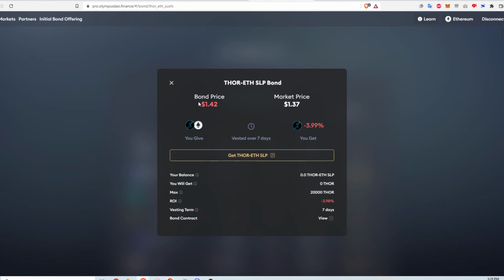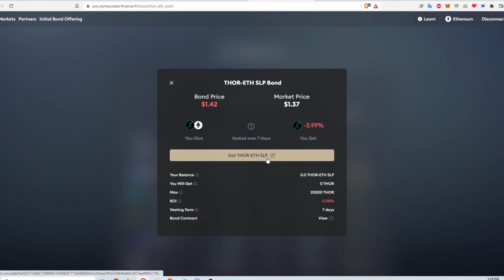But here what it says is the bond price is greater than the market price, which means I'll be losing money on the THOR token if I bond using THOR ETH LP token.